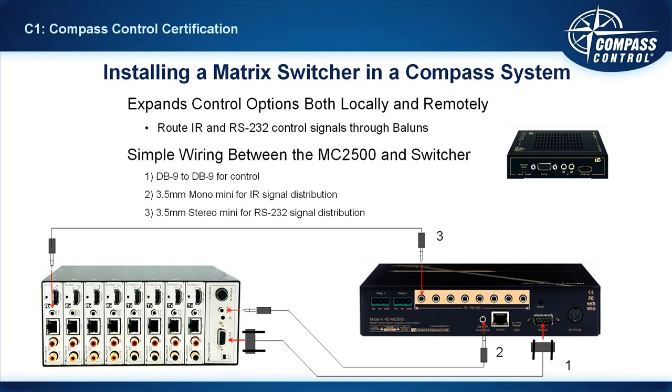Now the wiring is very simple. There's 3 wires essentially that hook this up in order to provide control over the matrix switch, route IR, and route RS-232 signals. All 3 of these wires come with the MC2500.